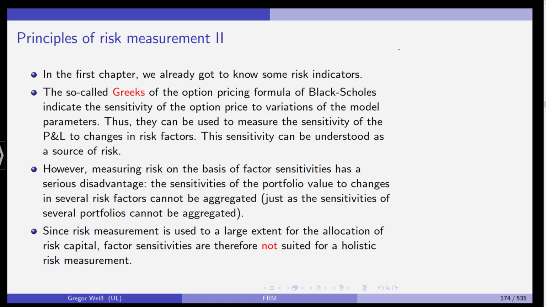It can be used, but in the kind of financial risk management we are trying to do, usually these metrics are not used. The Greeks are used for pricing, and also for hedging in some cases, but you cannot use all these Greeks. So measuring risk on the basis of factor sensitivities has one disadvantage. They cannot be aggregated. You can do this for a single investment, for a single option contract, but you cannot really aggregate these sensitivities.